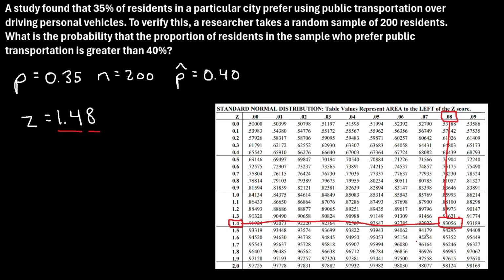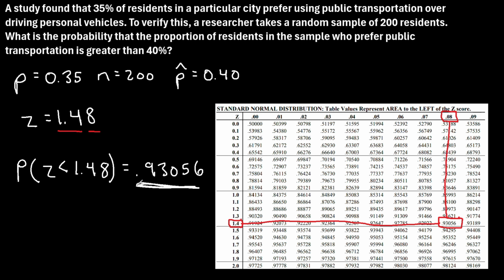0.93056. Now in a z-table, the values inside the table tell you the probability of obtaining a value less than a particular z-score. So the value we just found is the probability that z is less than 1.48, which again is 0.93056. But in our problem, we want to know the probability that the proportion is greater than 40%. So what we need to do is 1 minus this number.